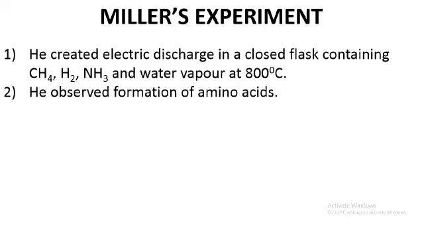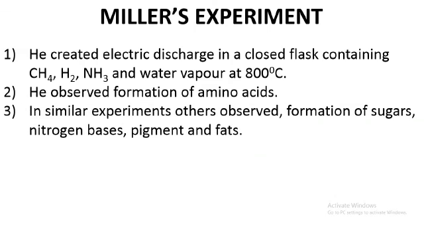Further, the content was passed through the condenser where cold water was circulated. After exposure to high temperature, when you pass the material through the cooling chamber, the molecules get attracted, combine in different combinations, and ultimately the products were collected in the U-trap. This experiment was done for about a week, providing the raw materials as and when required. After the experiment, when he analyzed the content in the U-trap, he observed the formation of amino acids. So this was Miller's experiment.